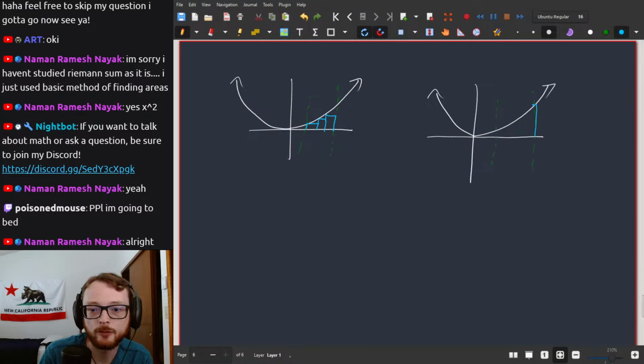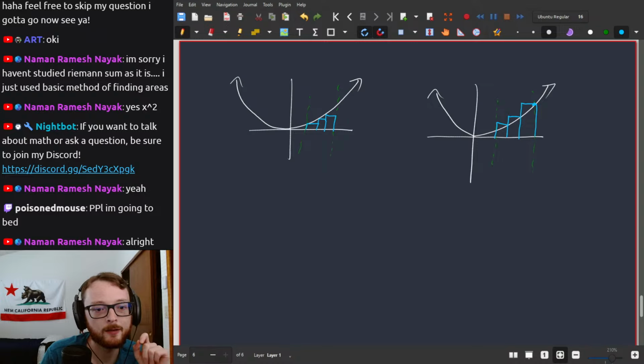And so, just visually, you can see that this underestimates the area because of these gaps here. And this overestimates the area because of those chunks there. And so, one is your lower bound, one is your upper bound, and you do it both ways.